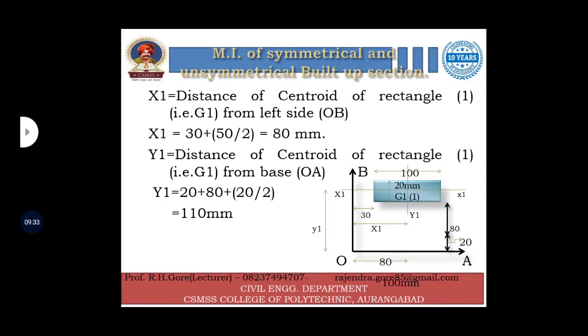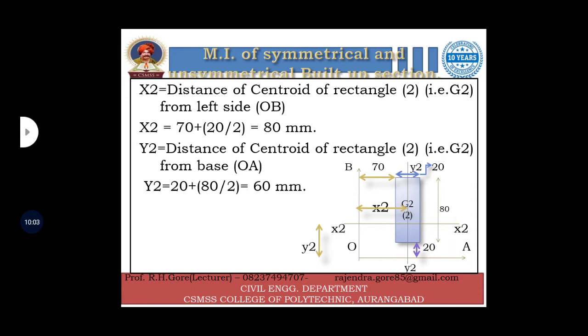y1 is distance of center of rectangle 1, that is G1, from base OA. So from OA axis to the CG of rectangle 1 is y1. So this 20 mm is depth of flange, 80 mm is depth of web, plus total depth of rectangle 1 by 2. So 20 plus 80 plus 20 by 2, so 110 mm is y1.